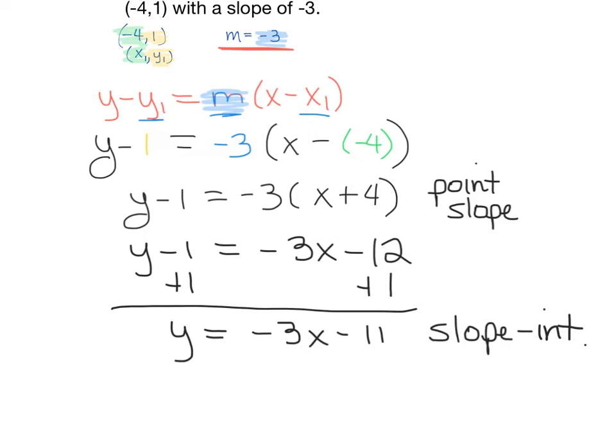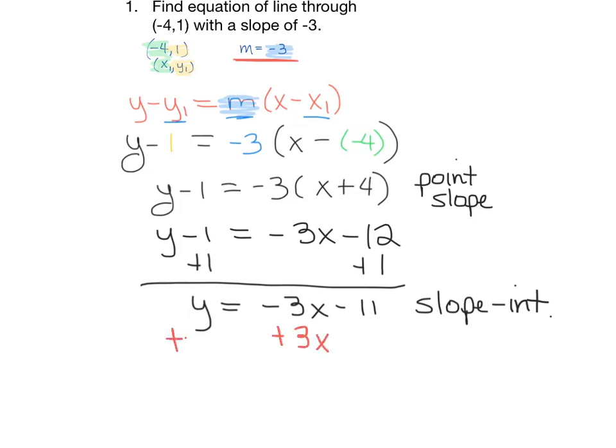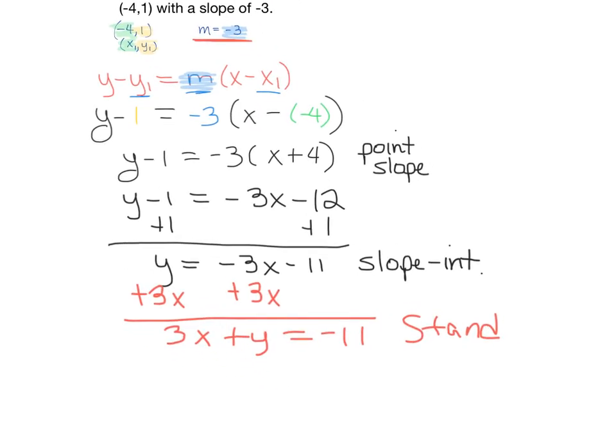Now, if it asks for standard form, remember standard form is ax plus by equals c. So to get it into that form, I would have to add the 3x because I need my x and y on one side and my constant on the other. So standard form, given those two pieces of information, would be this. And the reason why I moved the x over is because my a term needed to be positive.